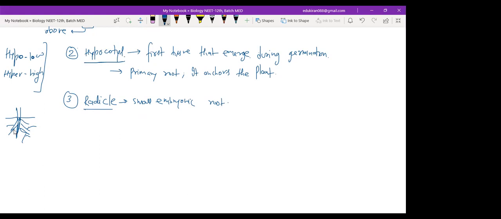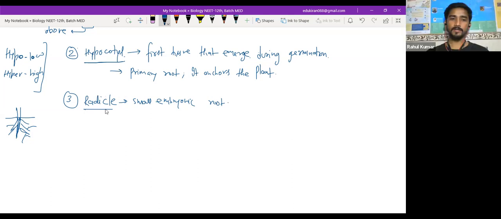Yes, sir. So this is the radicle, which gives rise to all those extensions. So it's the small embryonic root which eventually gives rise to the elaborate root network, or root system, of the plant.